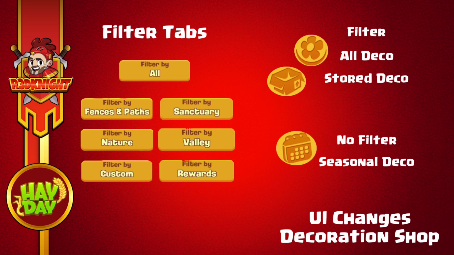Now the filters is probably the most important part for you. If you are like me and you're looking for specific decoration within a specific theme, then using these filters is very handy. Fence and paths is, as it says, fence and paths. Nature's your trees and bushes. Custom decoration are the decoration where you can modify those and they look like buildings or fountains, etc.